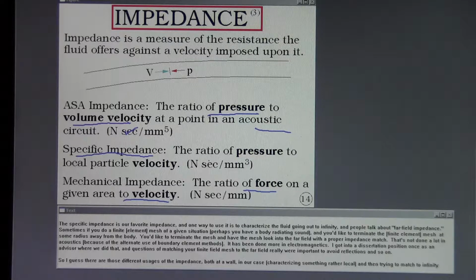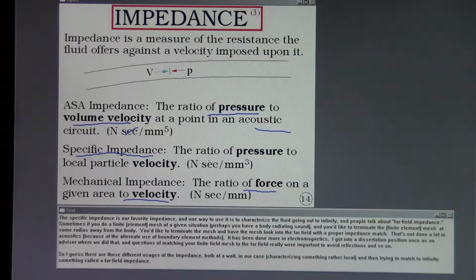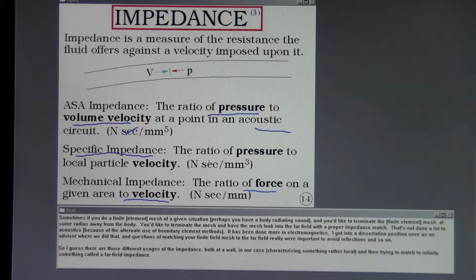It has been done more in electromagnetics, and I got into a dissertation position once as an advisor where we did that, and questions of matching your finite field mesh to the far field really were quite important to avoid reflections and so on. So there are those different usages of the impedance, both at a wall, in our case, characterizing something rather local, and then trying to match to infinity something called a far field impedance.